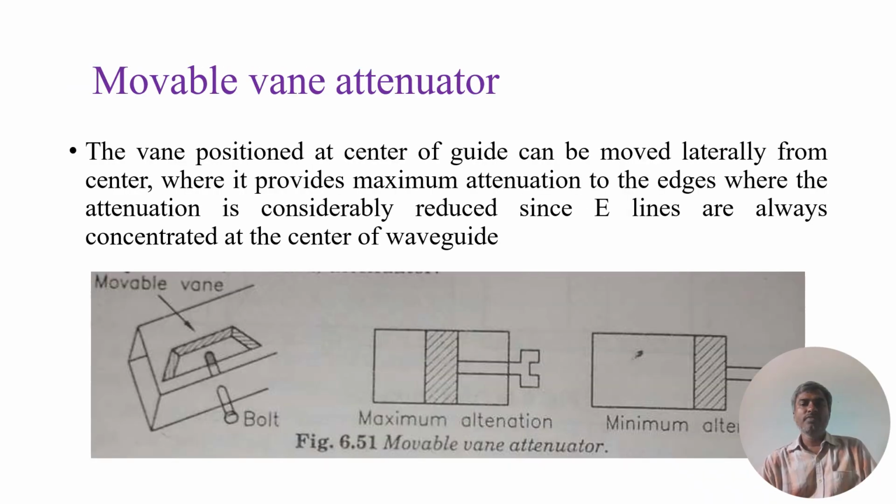In a movable vane attenuator, the vane is positioned at the center of the waveguide and it can be moved laterally from the center to the edge. Whenever the vane is placed at the center, it will provide the maximum attenuation. When the vane is moved to the edge of the waveguide, it provides a lesser amount of attenuation.